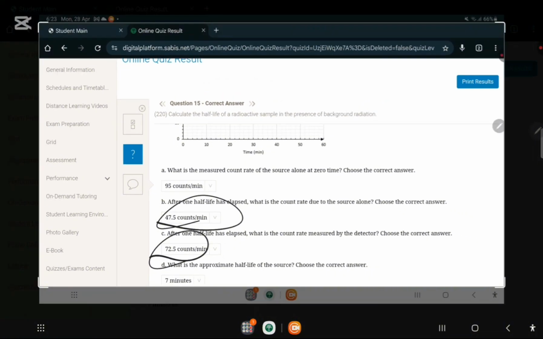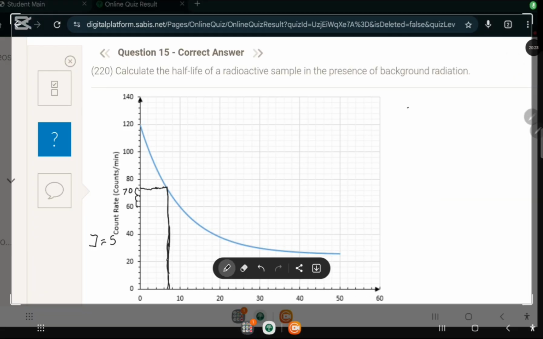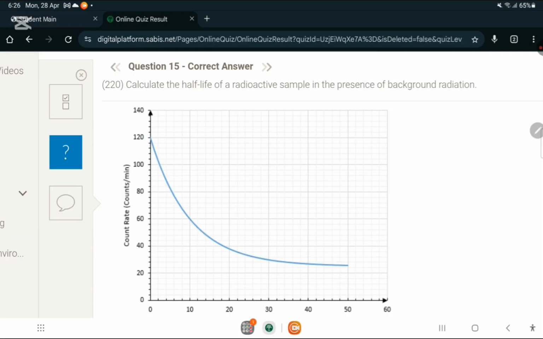What is the approximate half-life of the source? Okay, we find here the count rate measured by the detector is 72.5. Let me just draw it on the graph and I'll be back. Okay, as you can see here, we plot 72.5 on the graph, which is over here. Which is half of here, and we get 7 minutes, between 6 and 8. 7 minutes. Okay, on to the next.